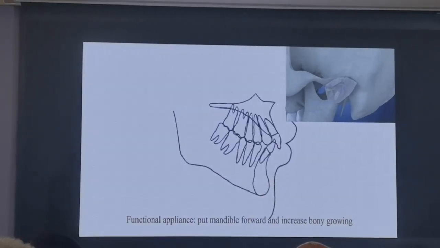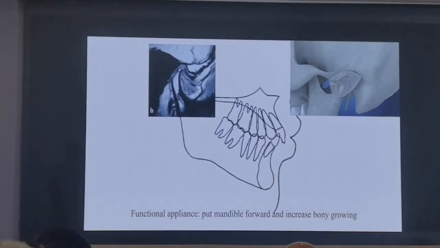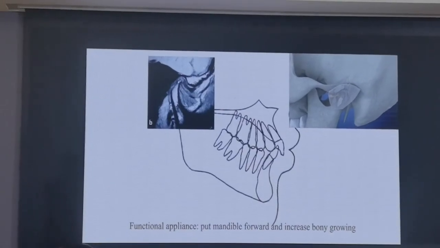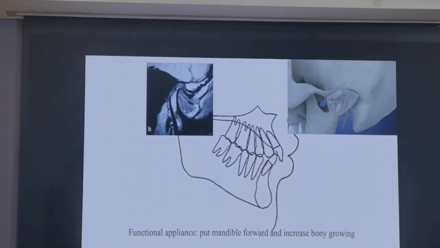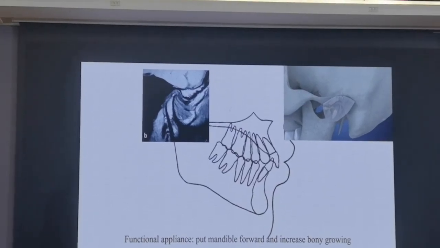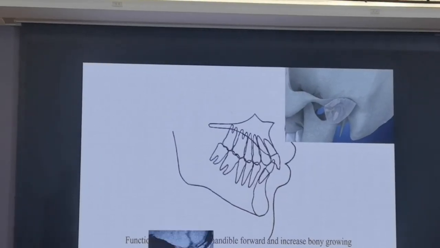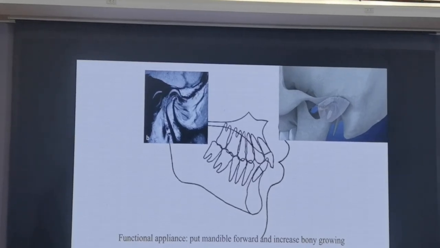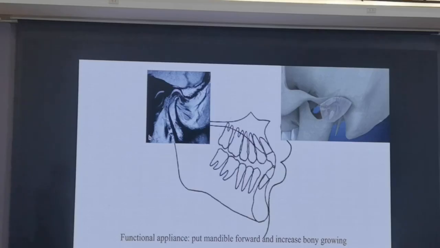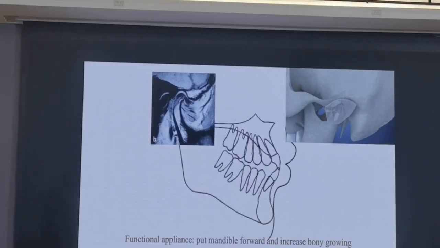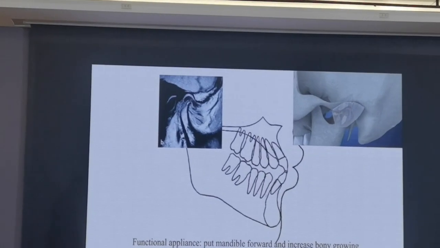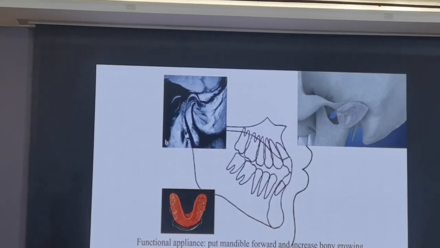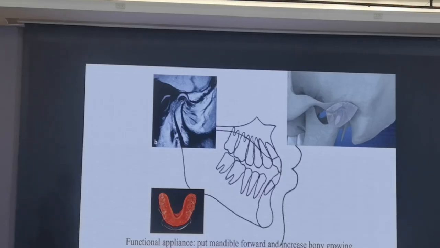I show you a cartoon. There is the replacement of the condyle, condylar reduction. Then at first we should do the distal revision, and then immediately, because space is increasing, right? So immediately the mandible moves downward and forward, and then we use the splint or the functional appliance to control the position.